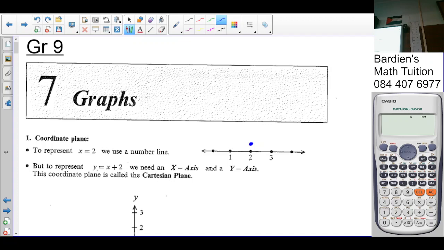But to represent y is equal to x plus 2, we need an x-axis. Remember, this is an x-axis here, no? If we're saying x equal to 2, we need an x-axis to represent the x coordinate, and we need a y-axis. Not so. This coordinate plane is called a Cartesian plane. Okay. I want you to write that down quickly. The coordinate plane. Yes?